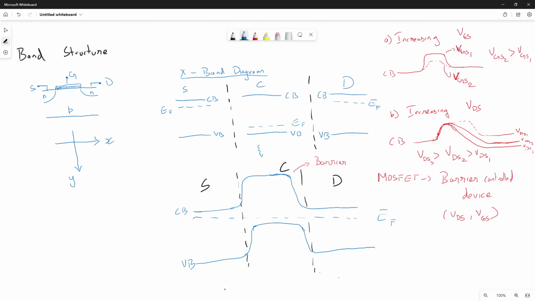So essentially, as this slope keeps increasing, what will happen is my quantity, the average velocity quantity that I previously defined, will increase, because my electrons will essentially travel down faster.